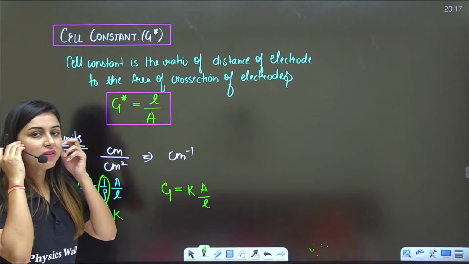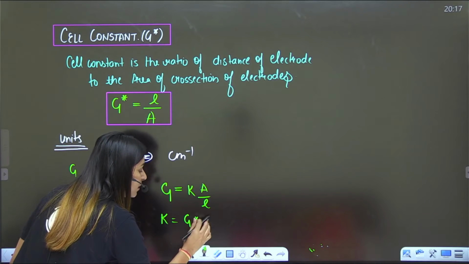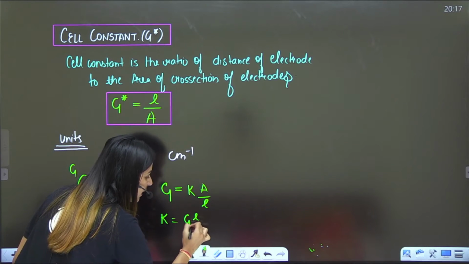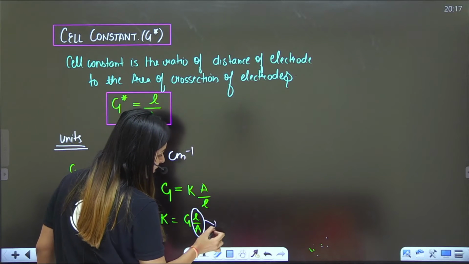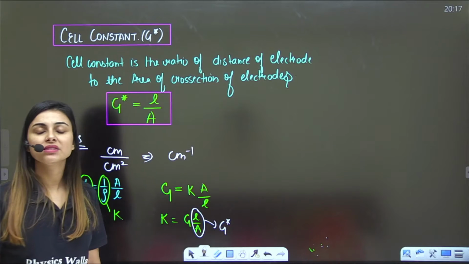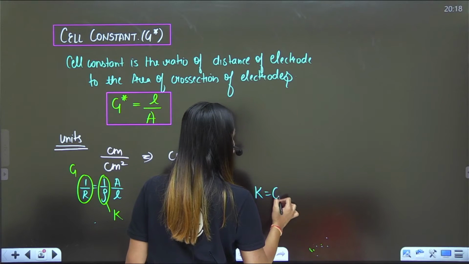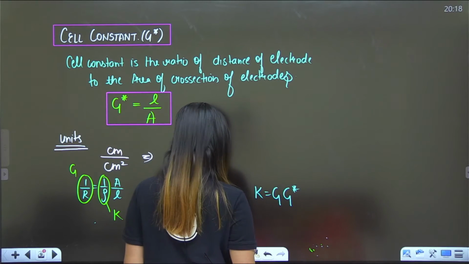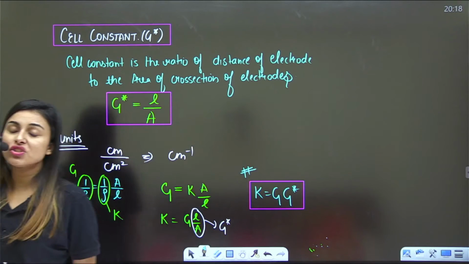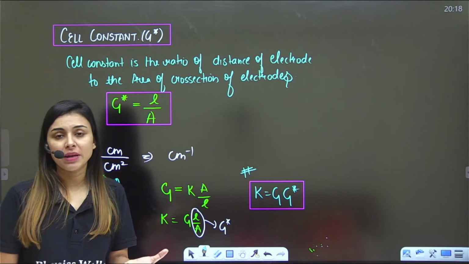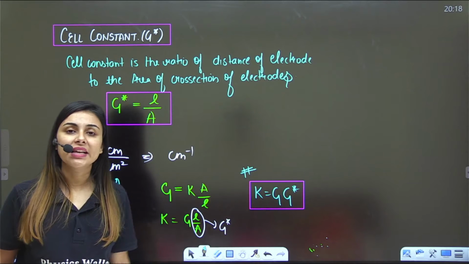Now what are we going to do? We are going to write the expression for K. This will be G into L by A. And from here, you need to understand that this L by A is your G star. So from here, you get the expression that conductivity is equal to G into G star. This is a very important formula which is asked a lot of times, that your conductivity is actually equal to the conductance into the cell constant.